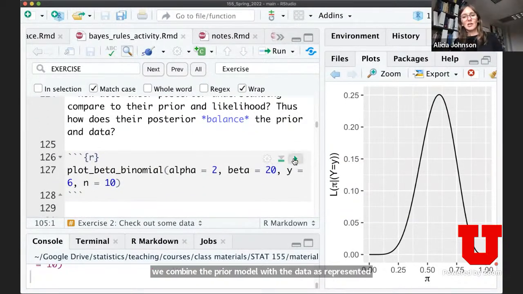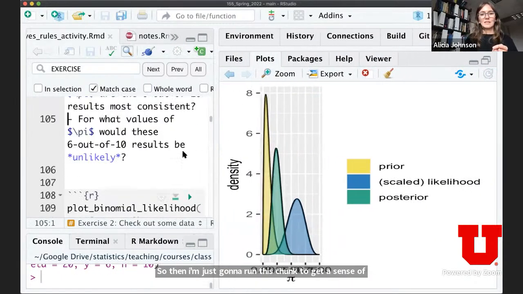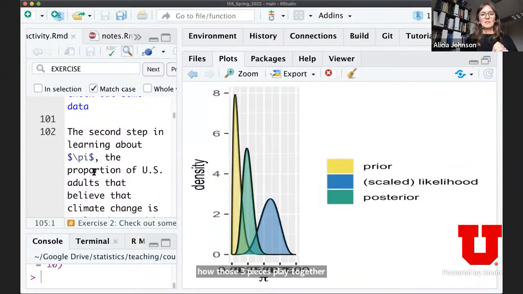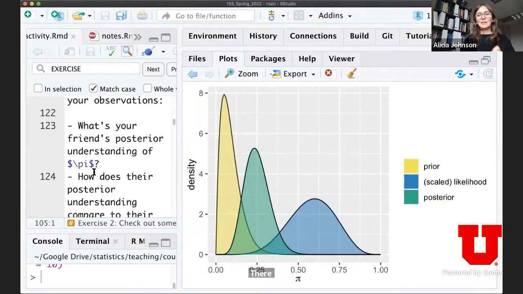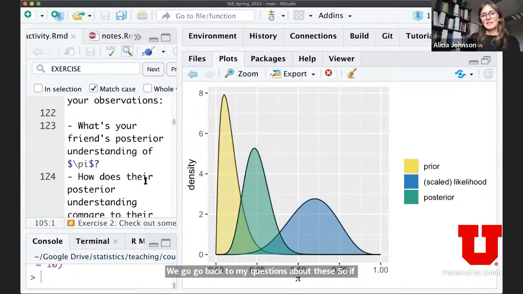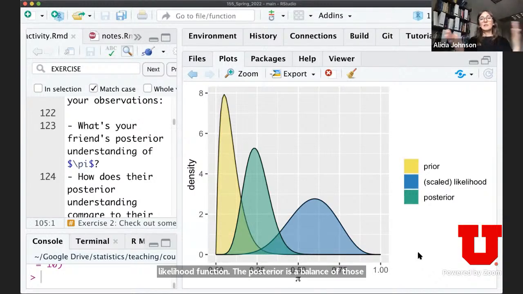So again, I'm just going to run this chunk to get a sense of how those three pieces play together. There we go. I'll go back to my questions about these. So if we compare your friend's prior understanding of the proportion of people that believe in climate change, and then we balance that prior with the data as represented by this scaled likelihood function, the posterior is a balance of those two pieces, right? So you can see that it's somewhere in the middle.